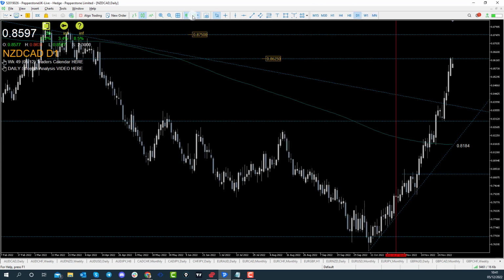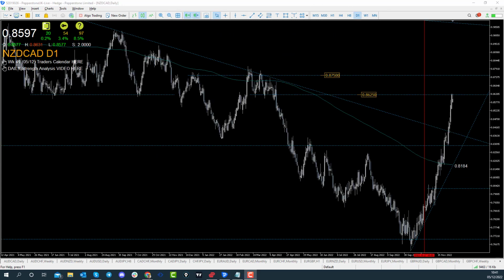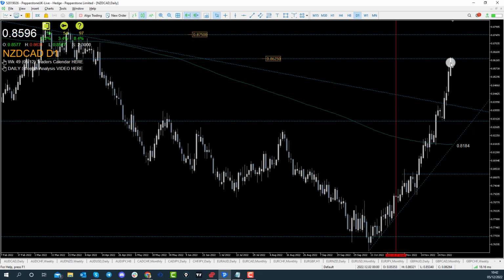Now that resistance was built up from the short-term range that developed back through March 2022, March and February. So we had this range in here between the 0.8750 handle and the 0.8625 handle. We traded through that and had that significant move to the downside. Price is back there now, and you can see we've kind of straight lined to that area. So in my opinion, I'd rather not be a buyer here. I'd rather wait for some kind of move back down first.